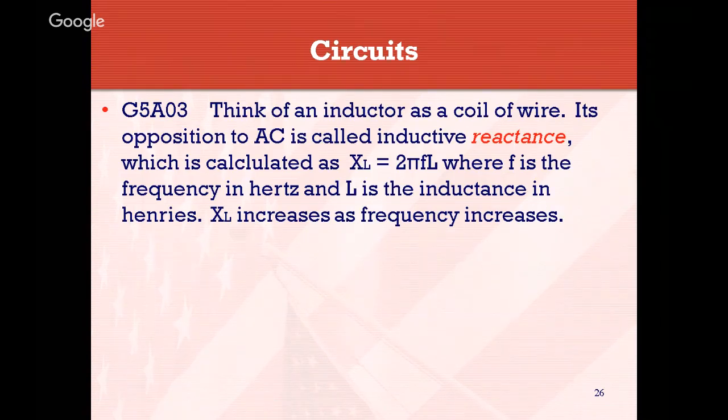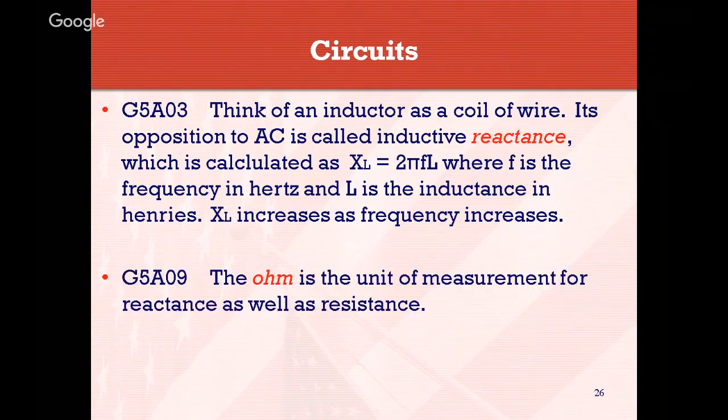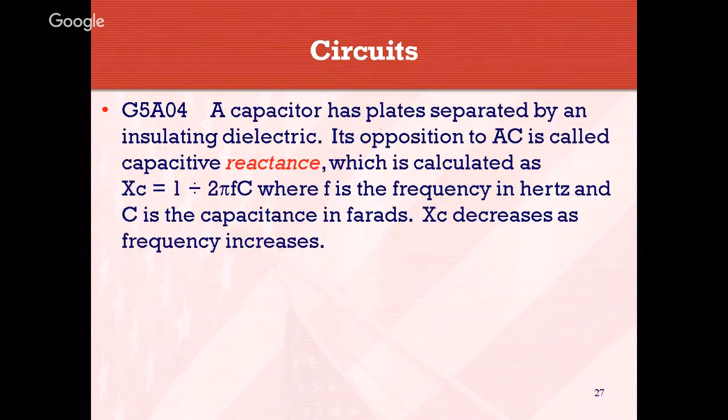Remember, coils are inductive, capacitors are capacitive. The ohm is the unit of measurement for reactance as well as resistance, by the way. A capacitor has plates separated by an insulating dielectric, and its opposition to AC is called capacitive reactance, calculated as capacitive reactance, or XC, is equal to 1 divided by 2 pi FC.